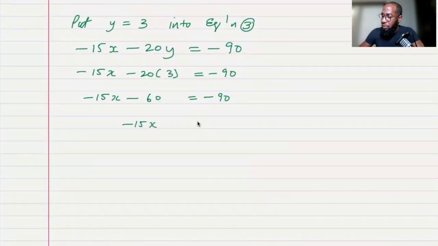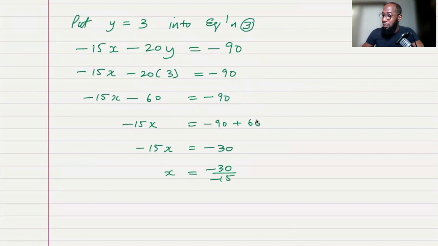Negative 15x is equal to negative 90 plus 60. When you transpose, it simply means if you add 60 on both sides, this will cancel out here, all right? And you end up with negative 15x is equal to negative 90 plus 60, all right? So that is the idea of transposing. So negative 15x is equal to negative 30. x is equal to negative 30 over negative 15. So let me just tell you why.